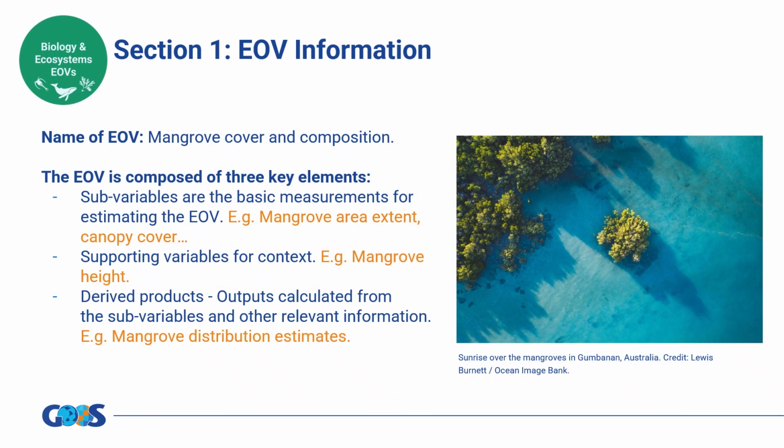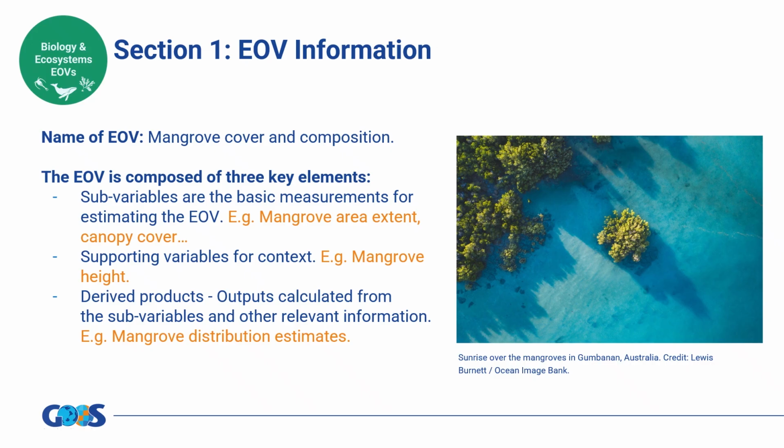In the first section, we focus on the core aspects of what it means to measure each EOV. What exactly are we measuring and why does it matter? Let's continue with the example of mangroves. What does it mean to measure mangrove cover and composition? To clarify, the table shows that this includes measurements such as mangrove areal extent, canopy cover, mangrove species composition, and mangrove species zonation. These parameters are what we call subvariables, as they help measure our larger EOV and represent the minimum set of measurements required for this EOV.